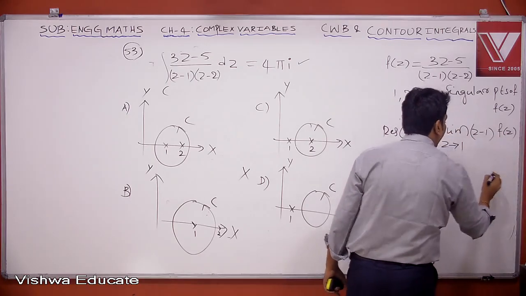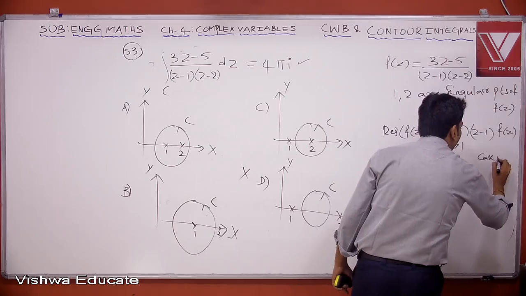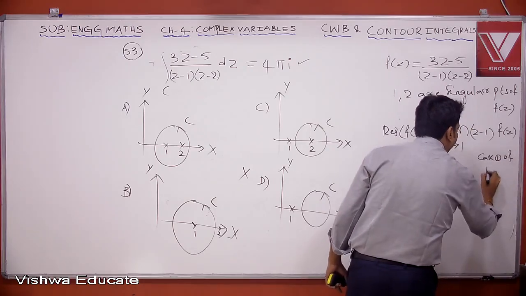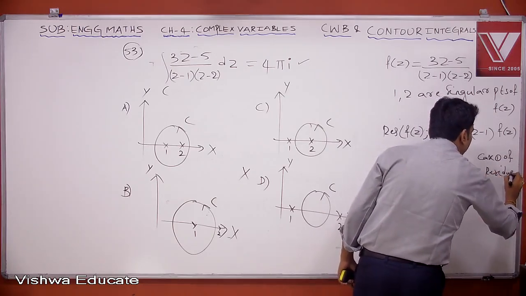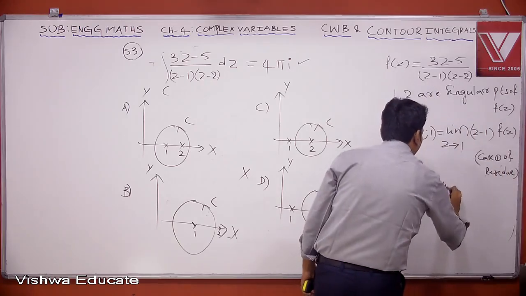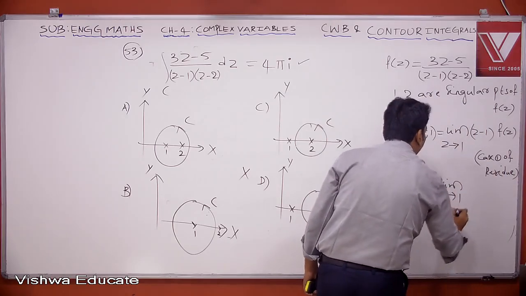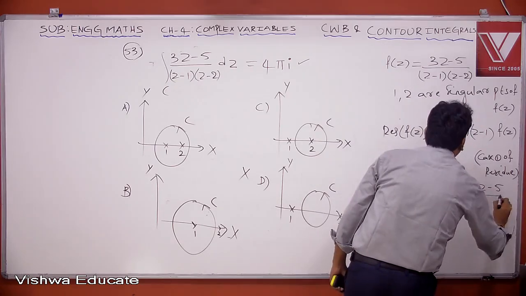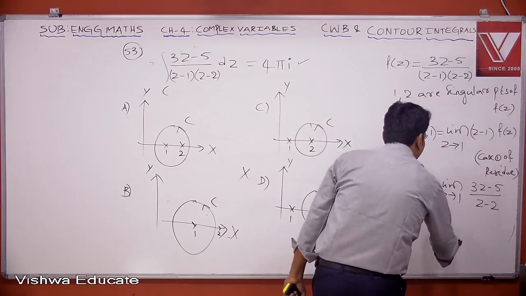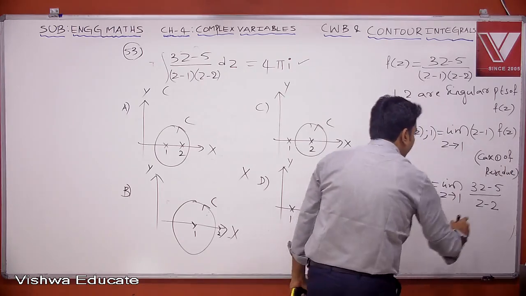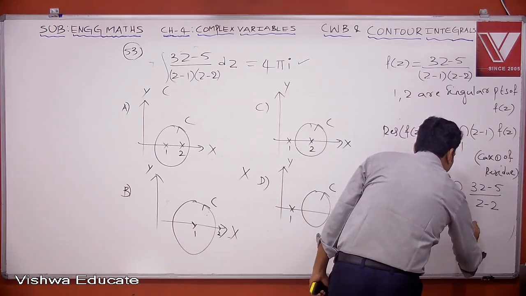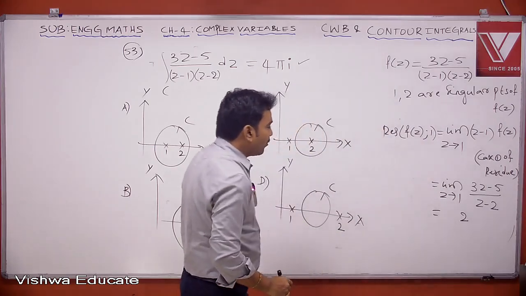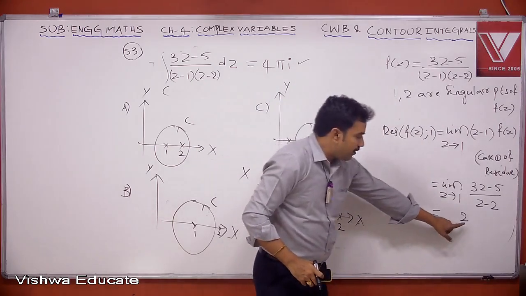I am applying case 1 of the residue procedure. So therefore this is the limit as z tends to 1. The z minus 1 will be cancelled. We get (3z minus 5) divided by (z minus 2). So this expression becomes minus 2 by minus 1. This is 2. So when we calculate the residue at 1, we get 2.